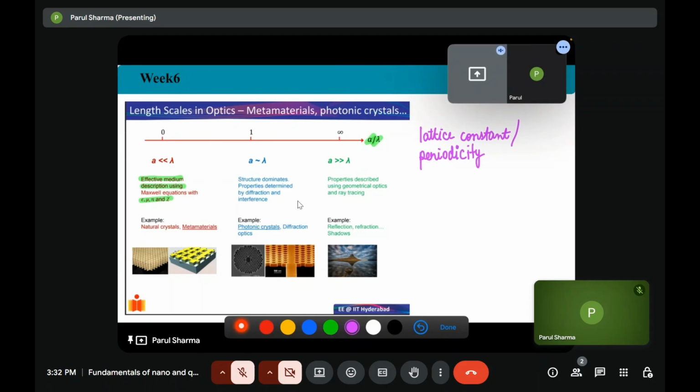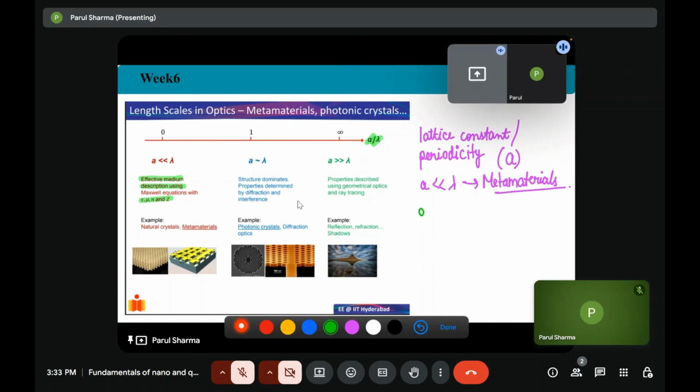Periodicity A. There are three cases. If A is very, very less than lambda, then we will say it's metamaterials. So my periodicity is very, very less than the incident wavelength. Then it will come under the case of metamaterials.